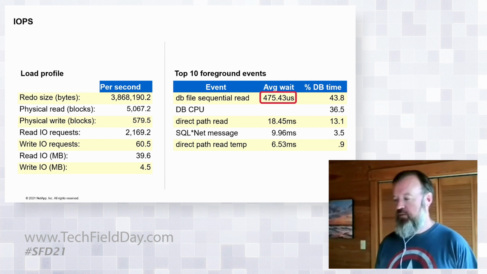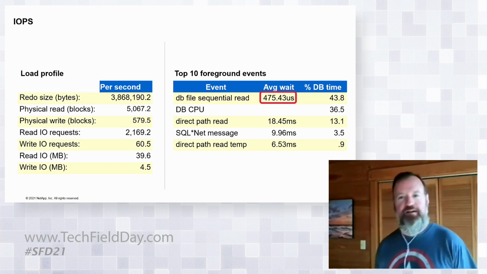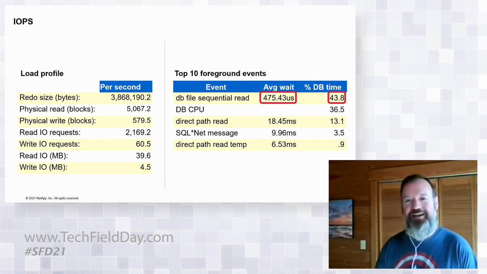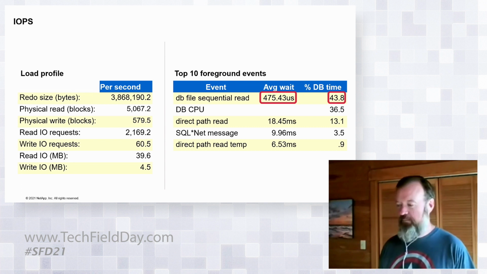And here we've got DB file sequential read at less than a millisecond. And yes, it is 43%. So now we actually have a storage limited database, finally. Can we make this better? Some. This is about the best that you're going to do with an all-flash solution.